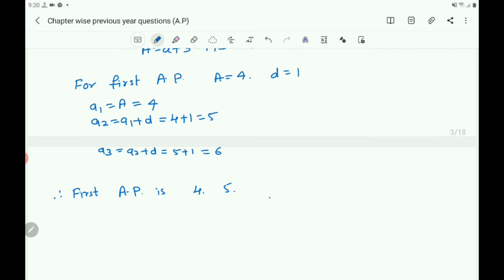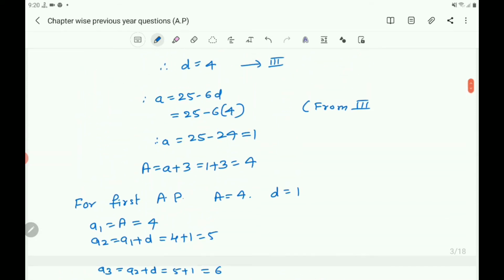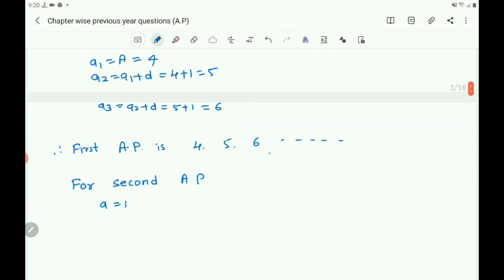4, 5, 6, so on. Next you take the second AP. For the second AP, the first term A1 is equal to... here A is equal to how much? A is equal to 1. So you write 1, and D equals the same, that is also 1.